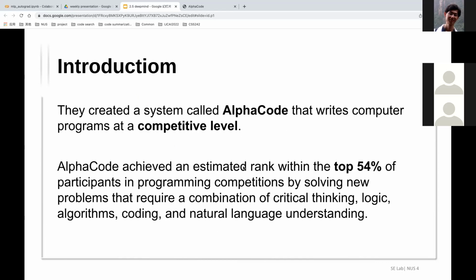First, we have a short introduction. They create a system called AlphaCode that writes computer programs at a competitive level, and it achieves relatively good results, approximately the top 54% of participants in programming competitions.